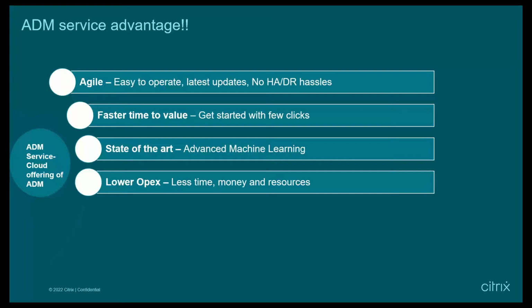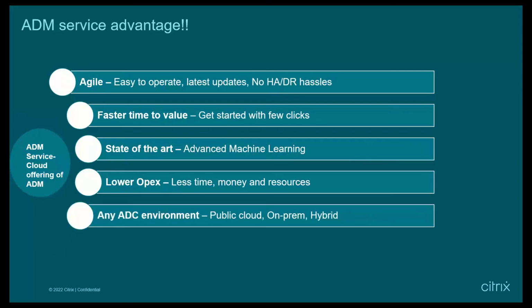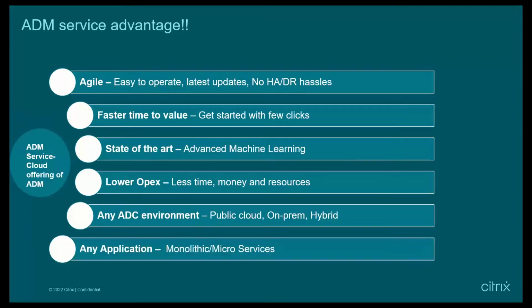You'll require lower OpEx because there's lesser time, lesser money, and lesser resources needed to take care of the ADM service. ADM service can help you manage any kind of ADC environment, be it on public cloud or on-prem or a hybrid kind of deployment. And it can help you with any application visibility, be it monolith applications or microservice-based applications.